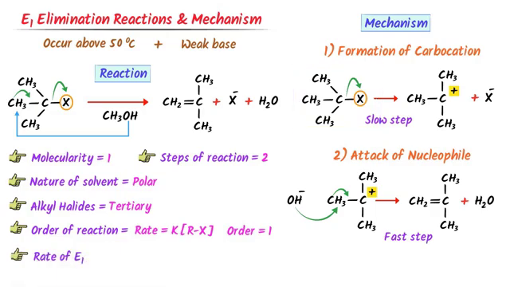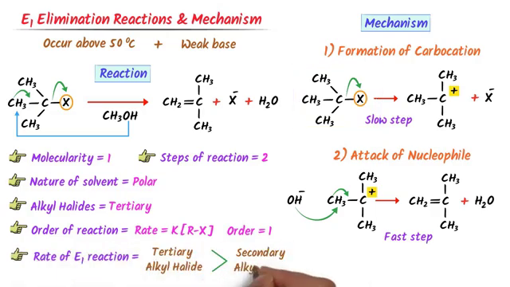Sixthly, E1 elimination reactions are fast in 3-degree carbocation, then in 2-degree carbocation, and they are very difficult in 1-degree carbocations. It is because 3-degree carbocation is more stable and 1-degree carbocation is least stable. Now I will teach you the most important question about E1 elimination reaction and SN1 substitution reaction.